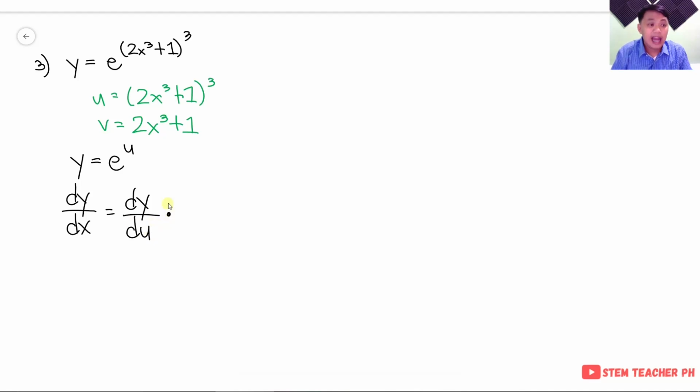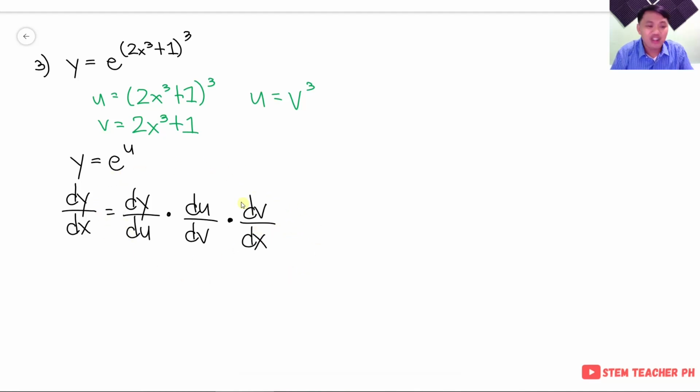Kaso nga lang, kailangan din natin kuhanin yung derivative ng u. Meron pa tayong 2x cubed plus 1 raised to 3. Medyo mahihirapan tayo dito. That is why I would suggest kaya natin ginawa to is ipapalit natin si 2x cubed plus 1 dito sa nasa loob. Kaya ang u natin will become, substituting 2x cubed plus 1 as v, this will become v cubed. Kaya kuhanin muna natin yung derivative ng u with respect to v, tapos isa pang multiplication, kuhanin naman natin yung derivative ng v, kasi ang v na lang natin is equal to 2x cubed plus 1. We can get its derivative with respect to x.